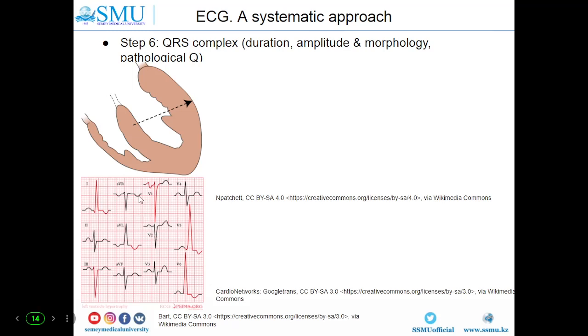In this slide we can see typical patterns of left ventricular hypertrophy: deep S waves in V1, the right precordial leads, and large amplitude R waves in V5 and V6 with negative T waves, and you can see leftward deviation of the axis.